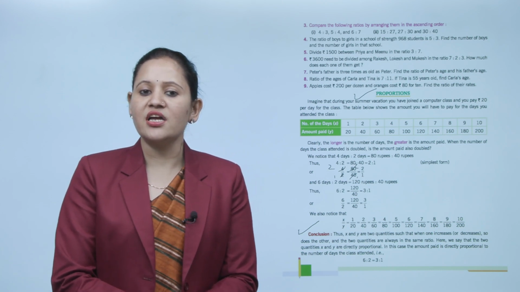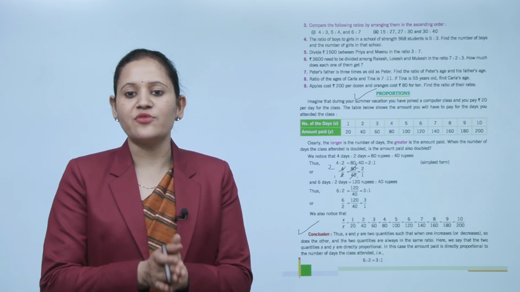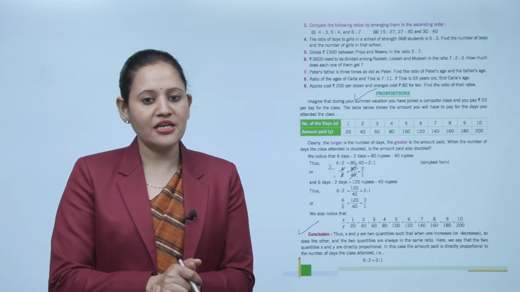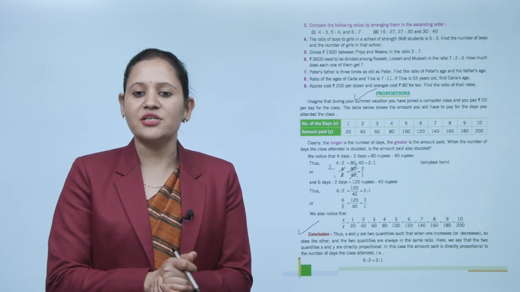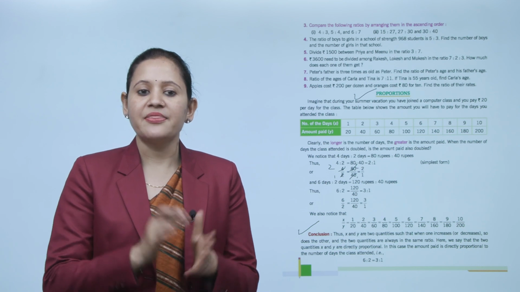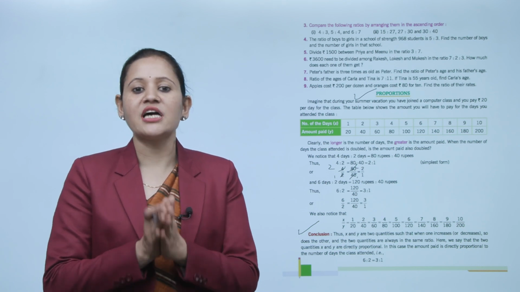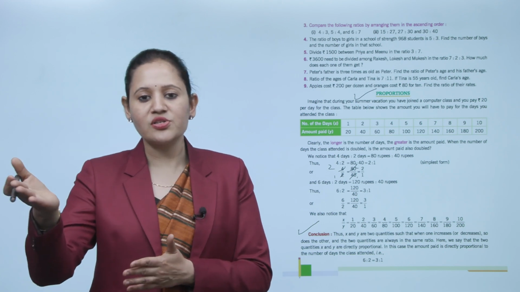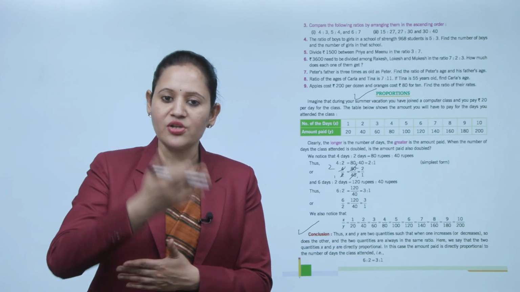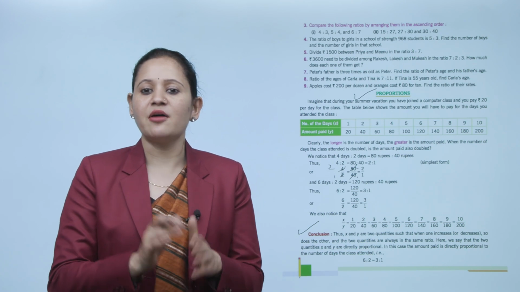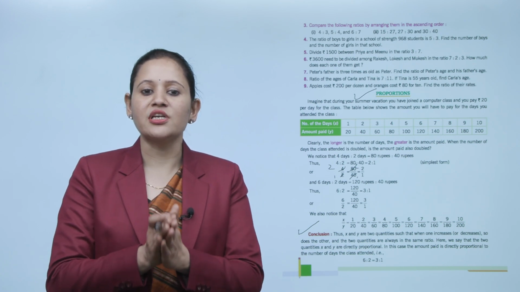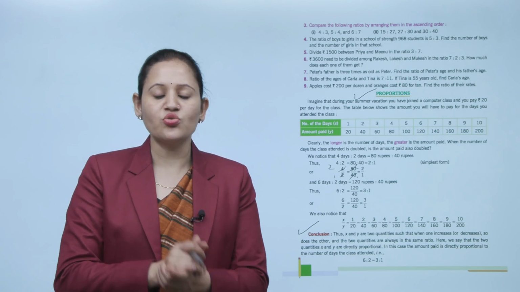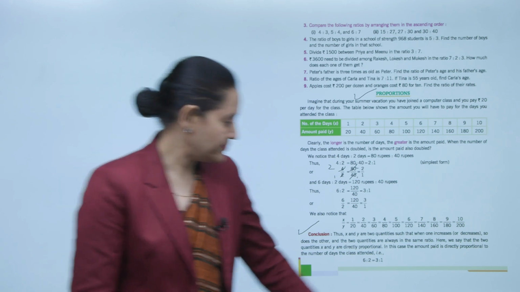Thus, x and y are two quantities such that if one increases, the other one also increases. Clear? And always the same ratio. Here we say that the two quantities x and y are directly proportional. Means if one increases, the other will also increase. If one decreases, the other will also decrease. In this case, the amount paid is directly proportional to the number of days the class attended. 6:2 equals 3:1.